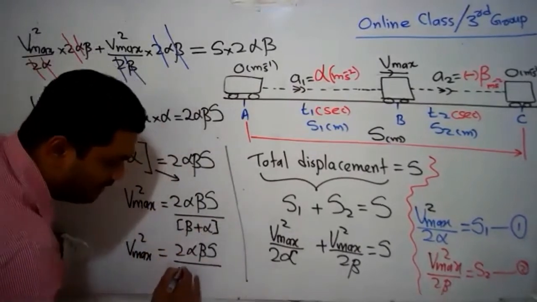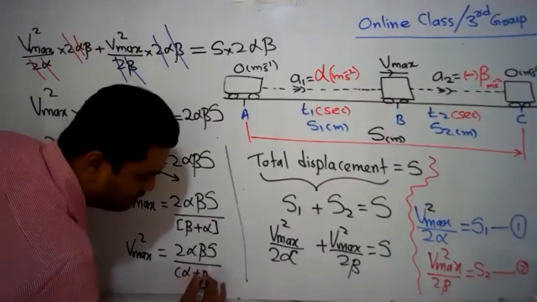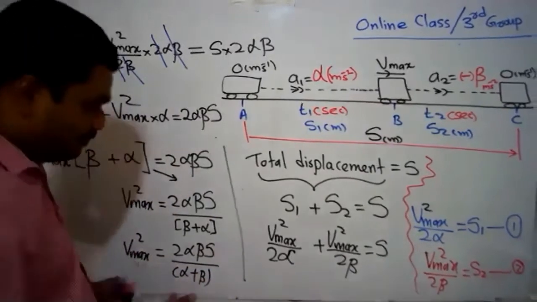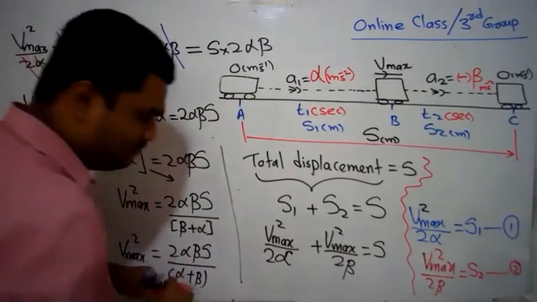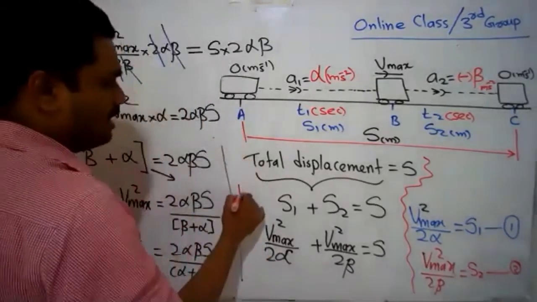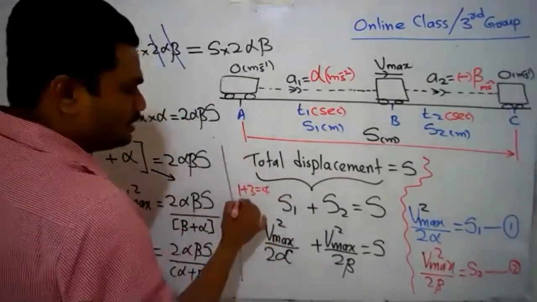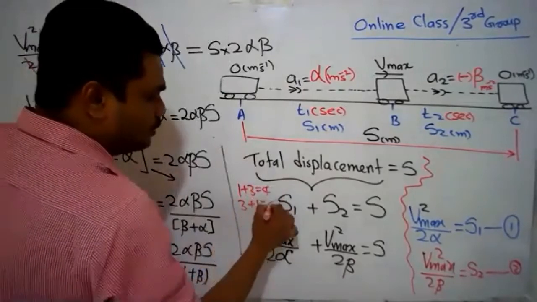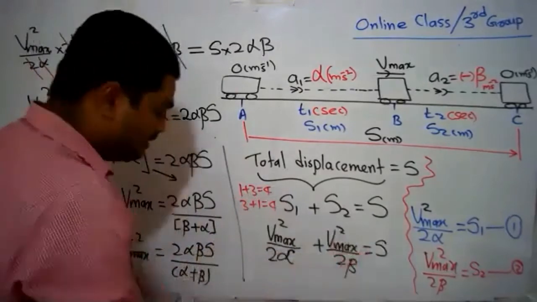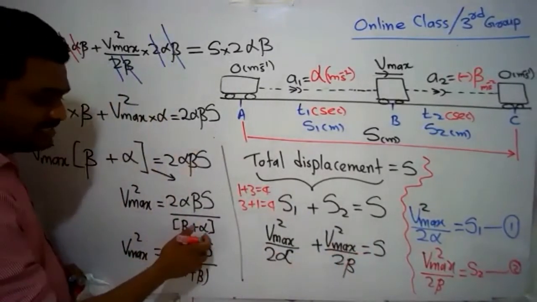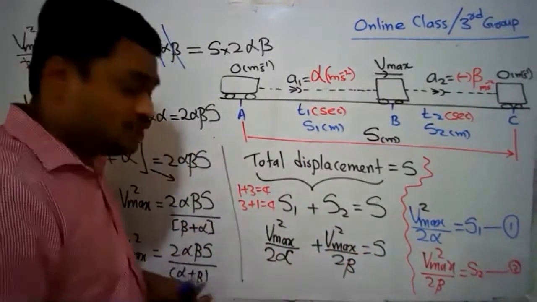Beta plus alpha can be written as alpha plus beta. Why is that? Very simple. 1 plus 3 is 4. 3 plus 1 is also 4. Whether it is alpha plus beta or beta plus alpha, no change. So in the place of beta plus alpha, I have written alpha plus beta, not changed.